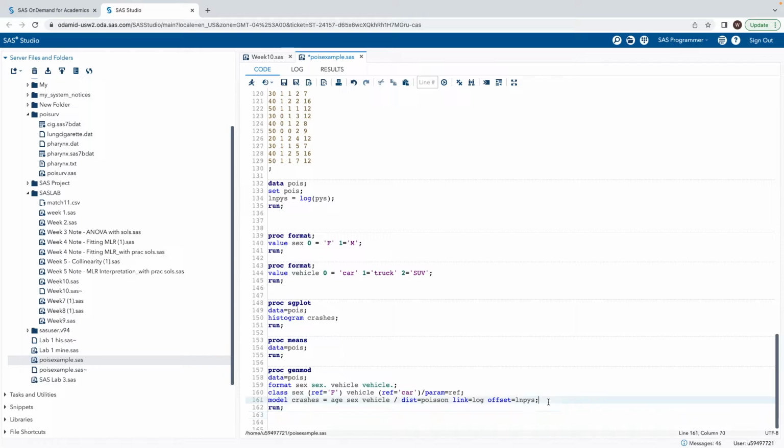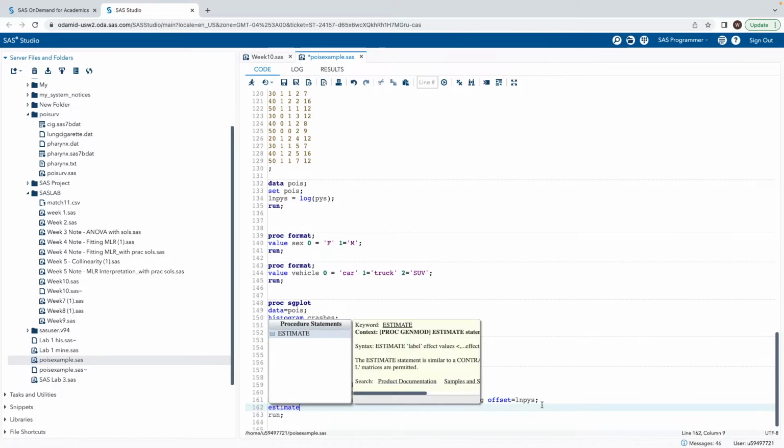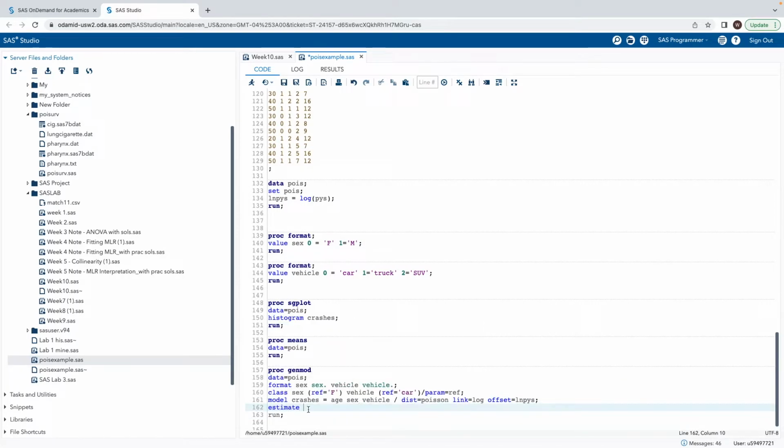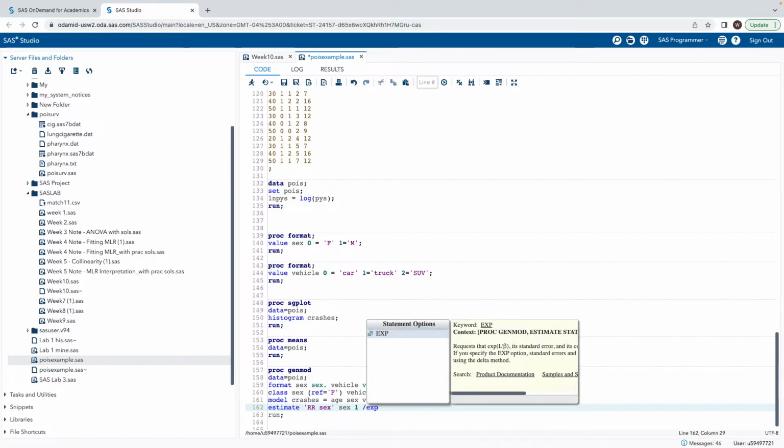So what we can do here is use estimate, and that's going to put beta, but we can name it what we want. So I guess X is the first one. And you can put sex, and then sex only has one level, so you can just put 1 here, and then exp to tell it to exponentiate.